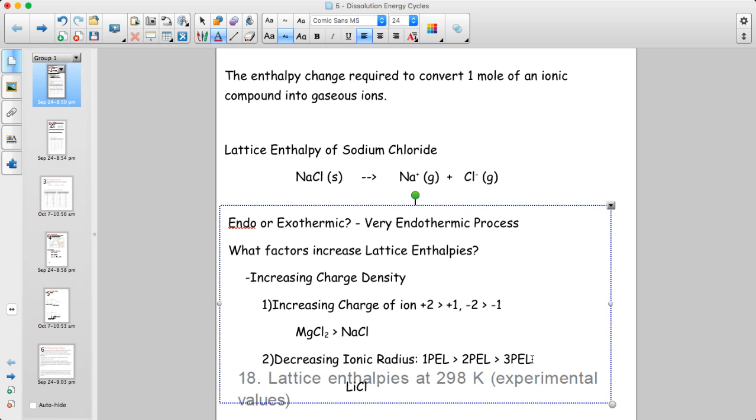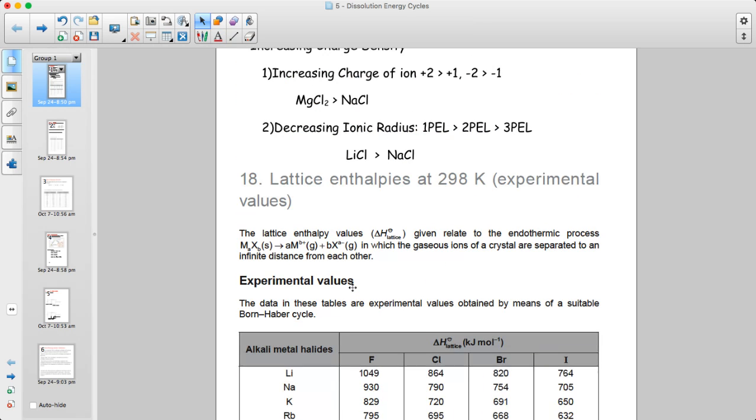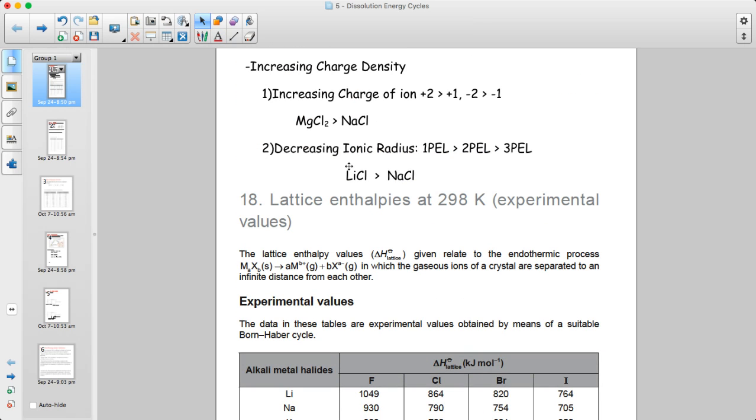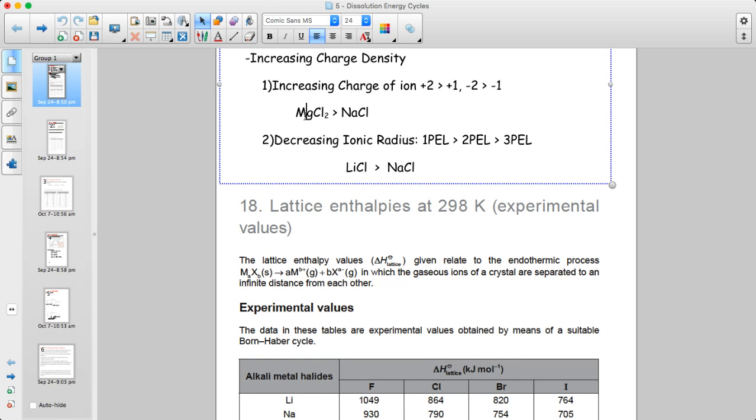For this one, it would be like comparing lithium chloride to sodium chloride. Lithium only has 2 principal energy levels, whereas the sodium has 3 principal energy levels, so they're both 1+ ions, but since lithium is smaller, we'd therefore expect the charge to be more concentrated, and it would take more energy to pull apart lithium chloride than sodium chloride. So you'd be expected to predict those trends on paper 1.